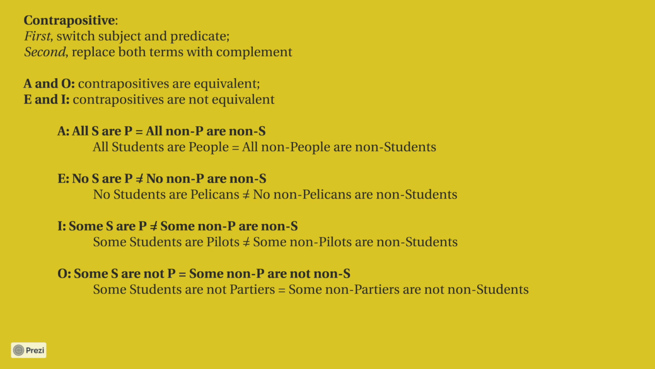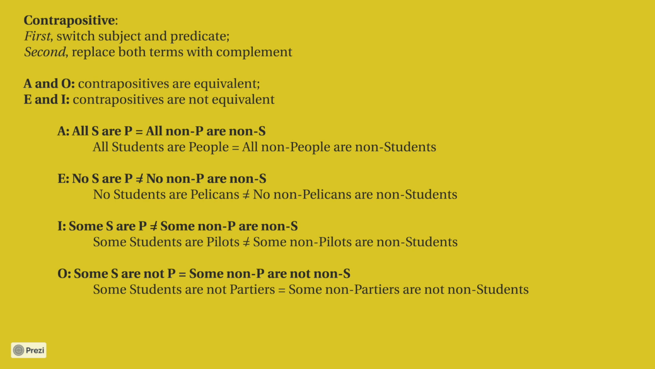Now, recall that with conversion, A and O statements were not equivalent, but E and I statements were equivalent. With the contrapositive, it is just the opposite. A and O forms are equivalent, while E and I are not equivalent. For example, if it is true that all students are people, then it must be true that all non-people are non-students. Similarly, if some students are not partiers, then some non-partiers are not non-students. However, if it is true that no students are pelicans, it is not also true that no non-pelicans are non-students. Alligators, for example, are non-students. And likewise, if it's true that some students are pilots, this does not mean that some non-pilots are non-students.